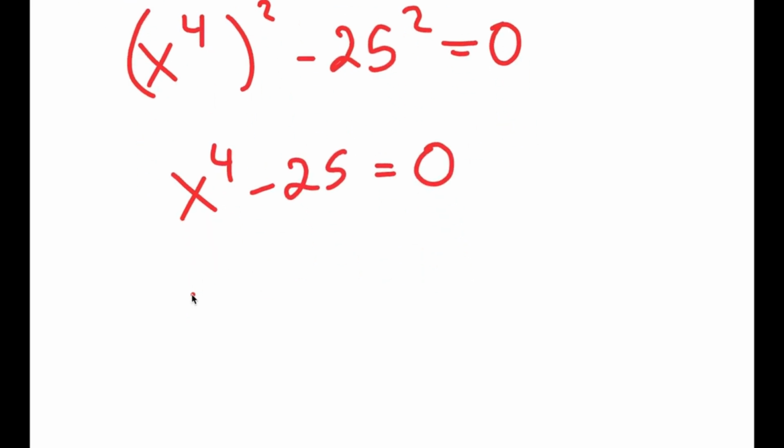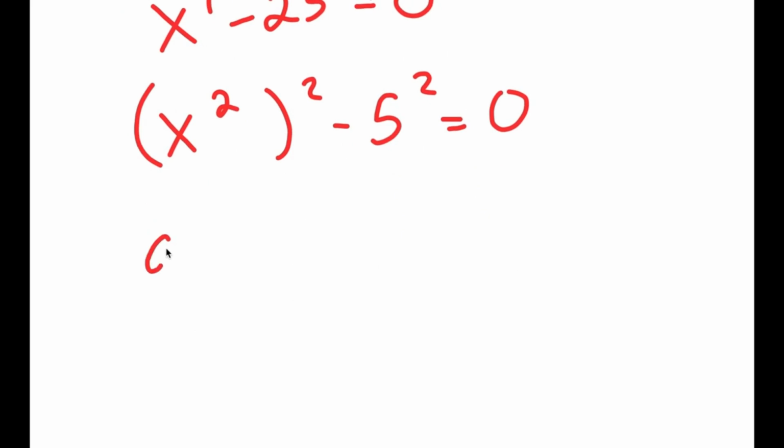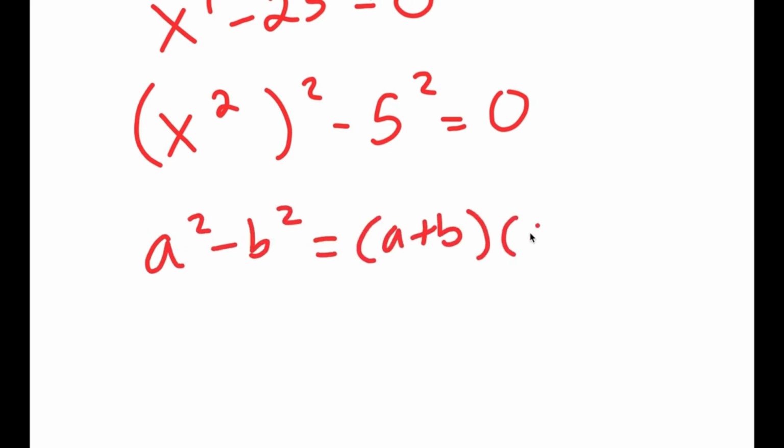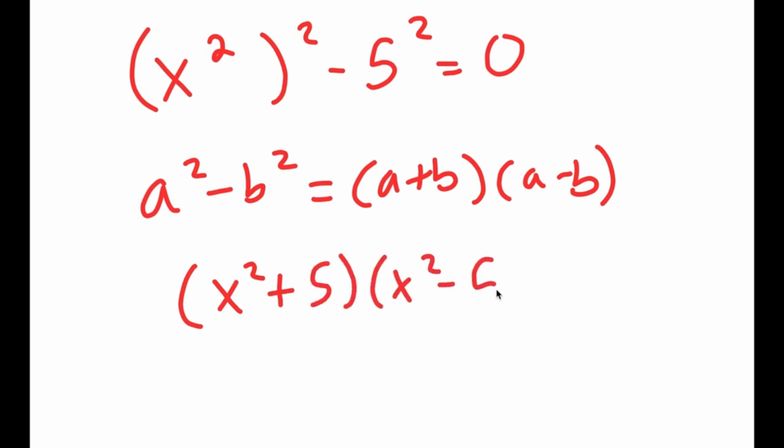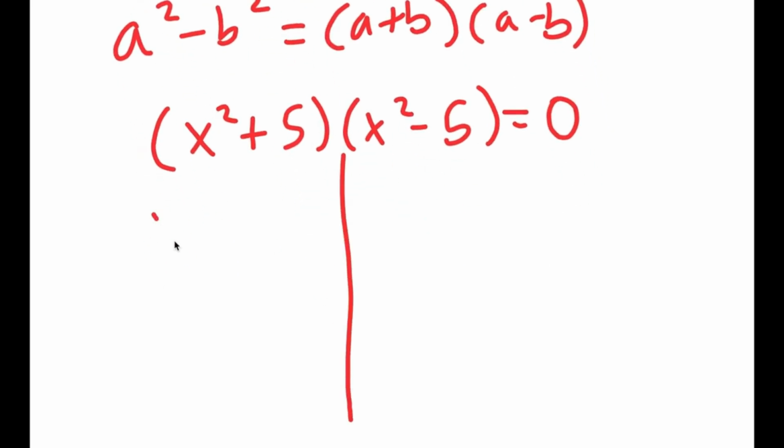Now from here, I'm going to rewrite this as x squared to the power of 2 minus 5 squared is equal to 0. So now I can use the formula a squared minus b squared is equal to a plus b times a minus b on this. So this turns into x squared plus 5 times x squared minus 5 is equal to 0. So I get two equations. X squared plus 5 equals 0 and x squared minus 5 equals 0.